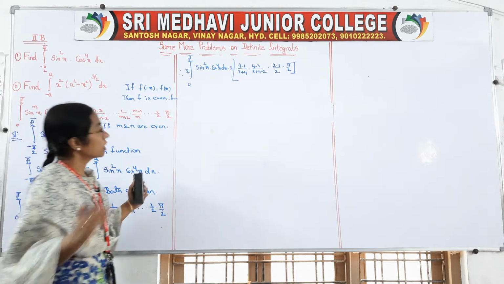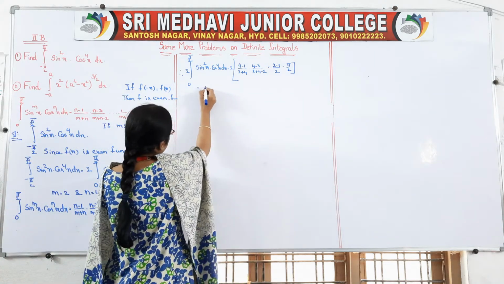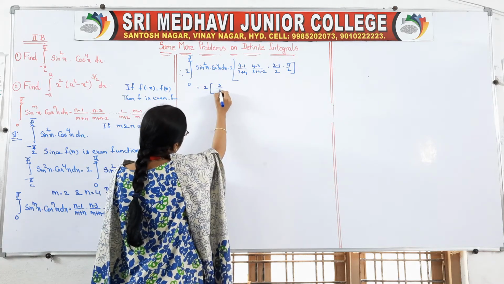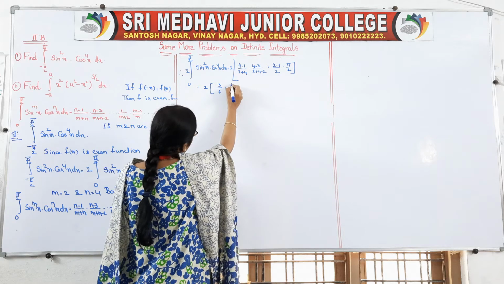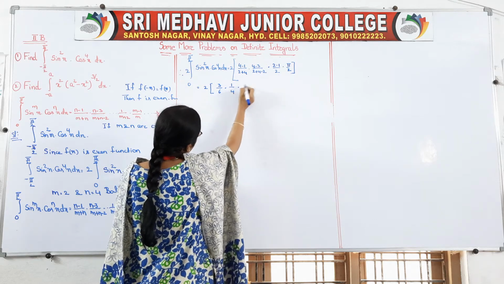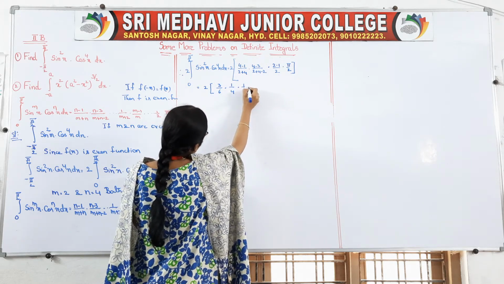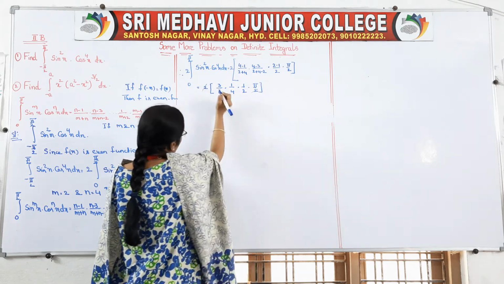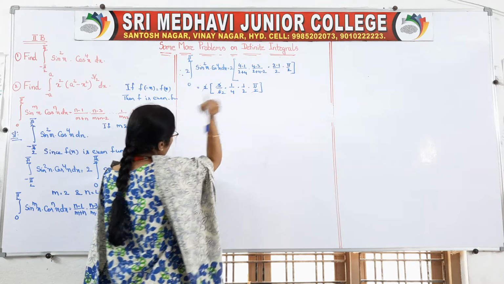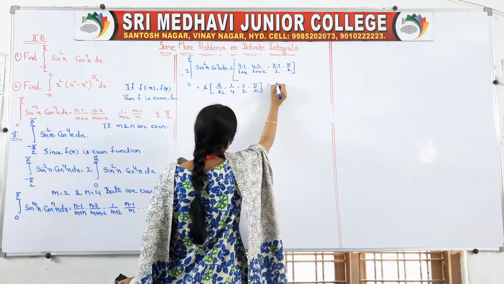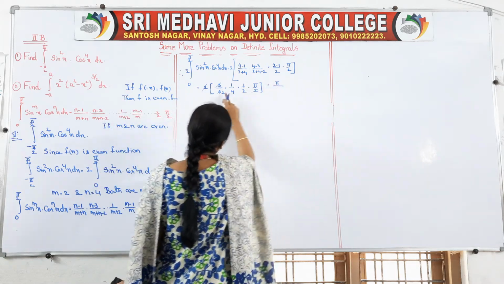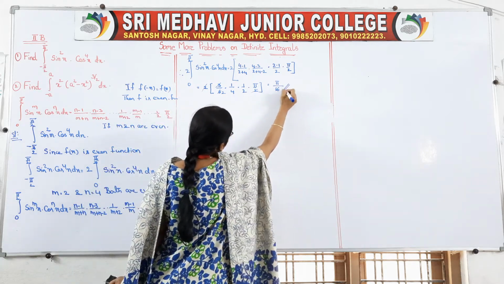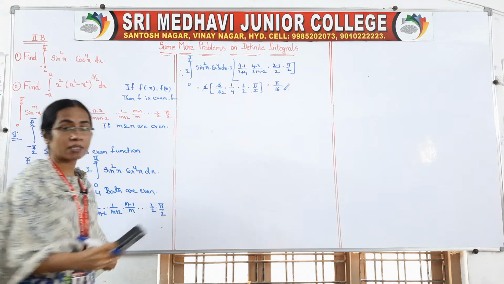Okay. So this is equal to 2 into 3 by 6 into 1 by 4 into 1 by 2 into pi by 2. Okay. So 2 cancel, 3 ones are 3, 2 2s are 4, it is pi by 2, 4 2s are 8, 8 2s are 16. That is the answer of your 4 marks question.